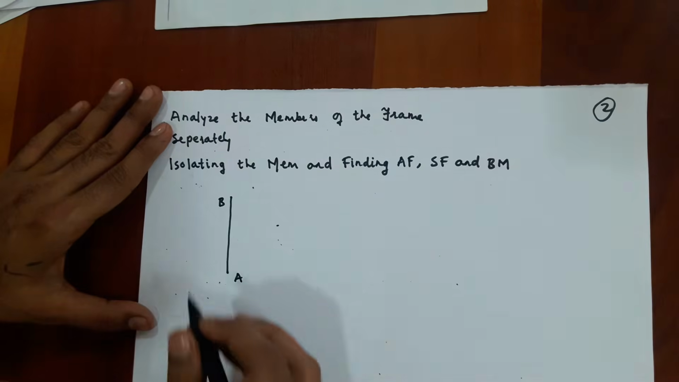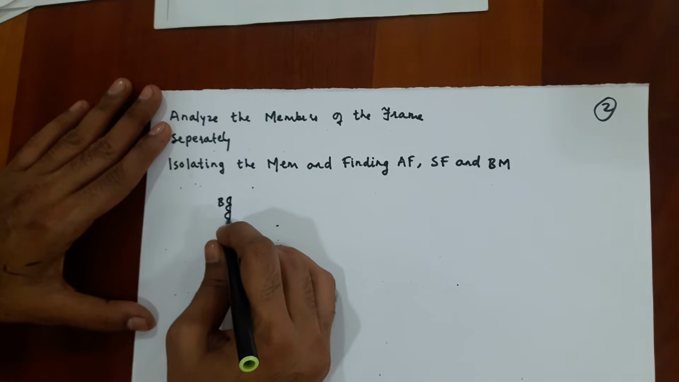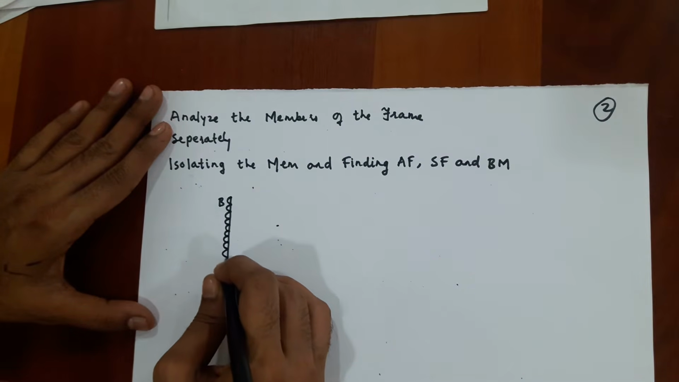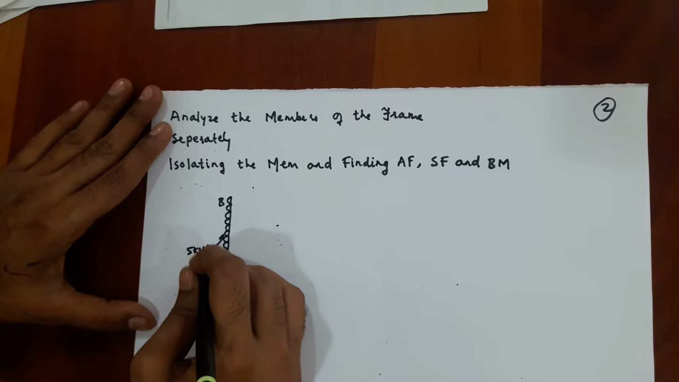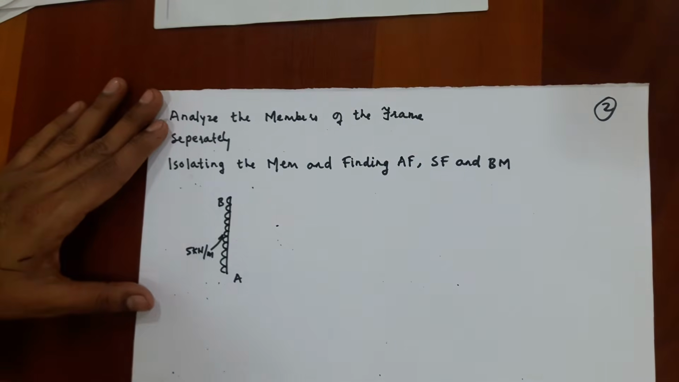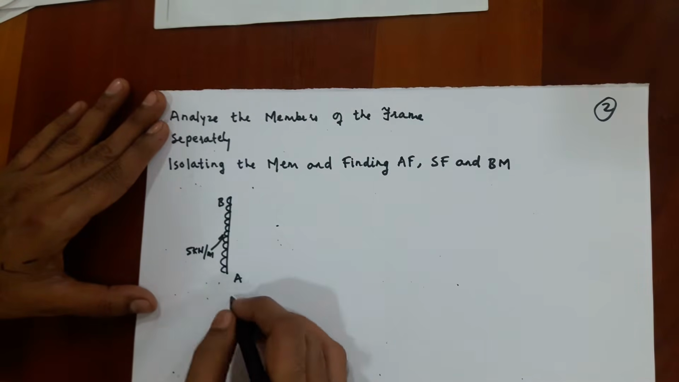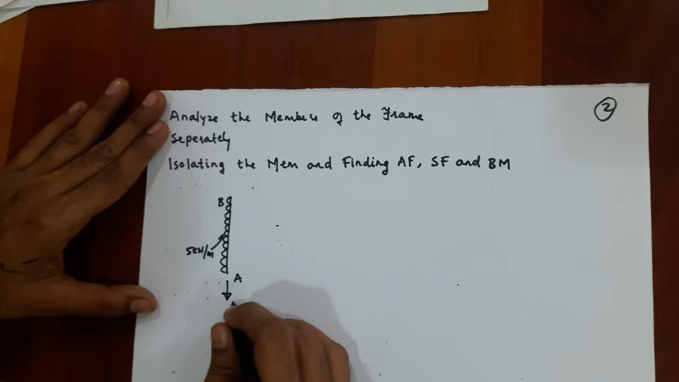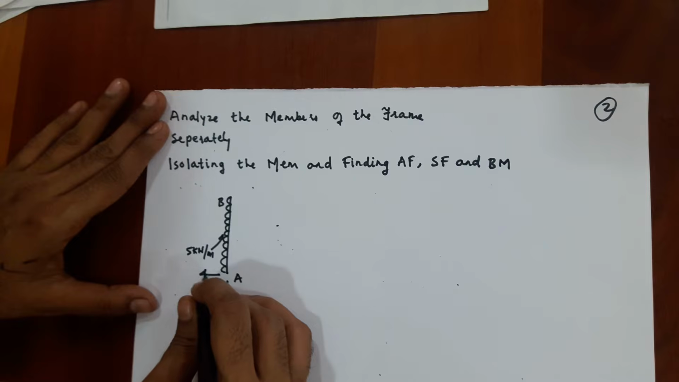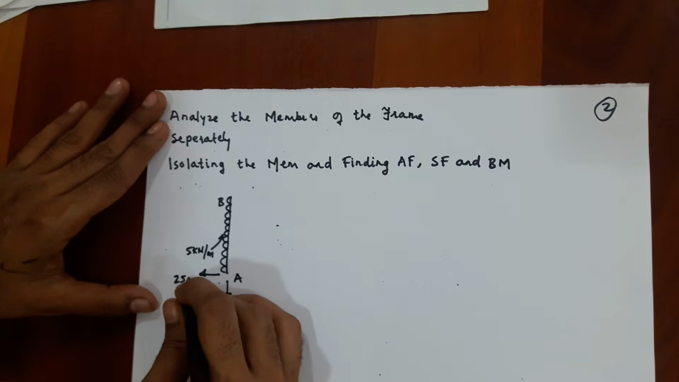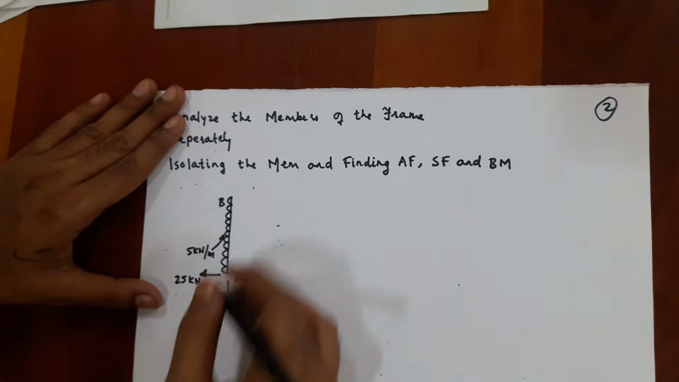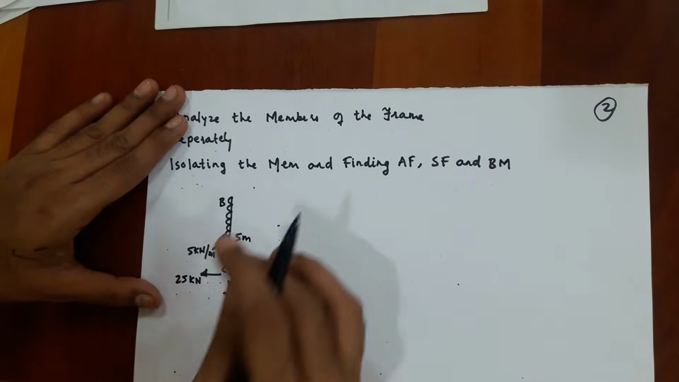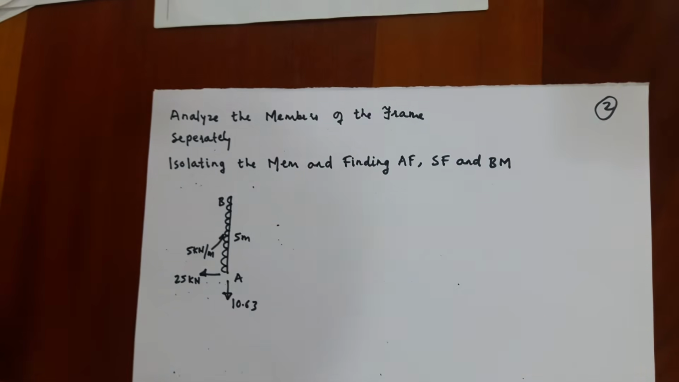B, show the load acting on member AB, 5 kilonewton per meter. The reaction at A, VA, is downward, we know, 10.63. Horizontal reaction is 25, acting towards the left direction. Okay, and this is having 5 meter length. AB is having 5 meter length.